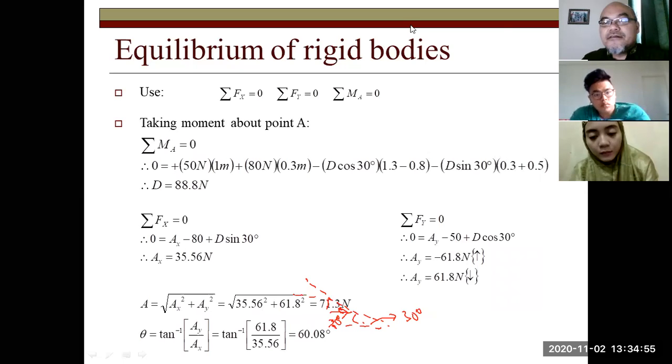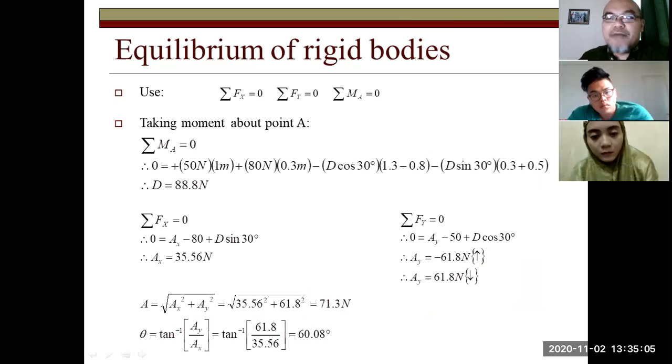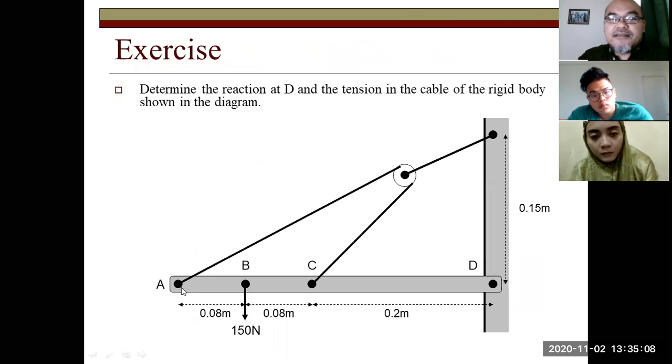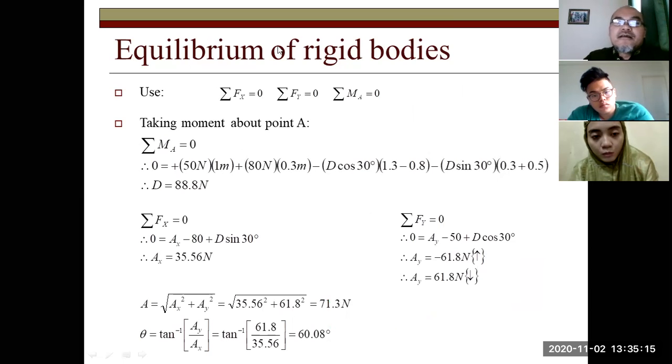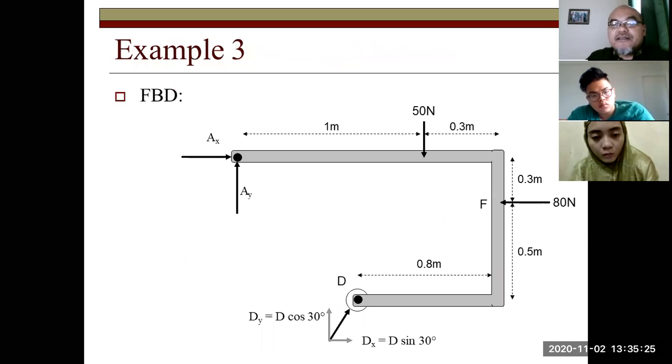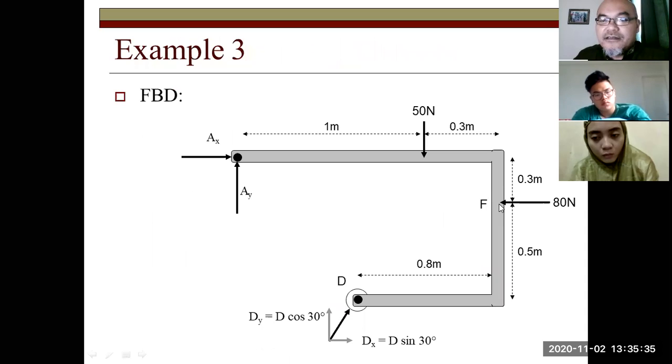Let me draw. So use these formulas: sigma Fx equals 0, sigma Fy equals 0, sigma moment about point A equals 0. Where is point A? Point A is this point. So sigma moment about A equals 0. Then 0 equals 50 Newton times 1 meter, clockwise, that's why it is positive, plus 80 Newton times 0.3 meter from this part. This will also rotate clockwise about point A.